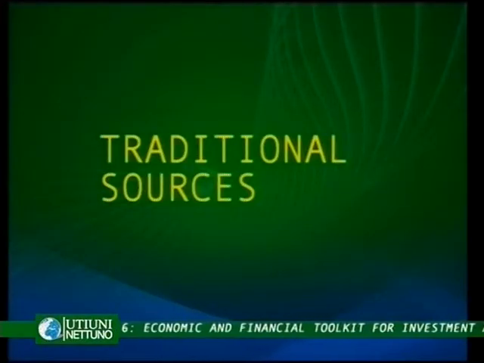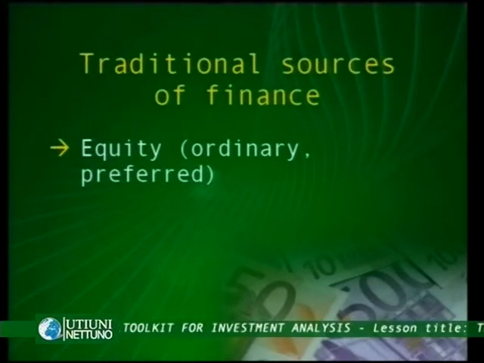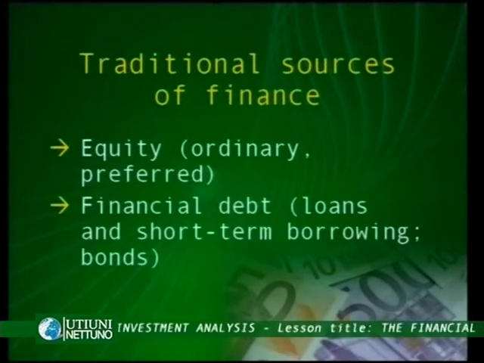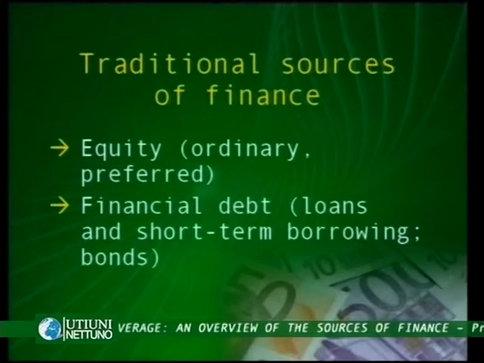So let's start from the traditional sources of financing. Here, the first source of financing is equity. And then we have financial debt. Equity can come in forms of ordinary equity or preferred equity. Financial debt comes in the form of loans and short-term borrowing and bonds. So when we look at traditional sources of finance, we have to distinguish two main possible ways to acquire these sources. So you can acquire new equity or new financial debt through private placements or through the capital markets.